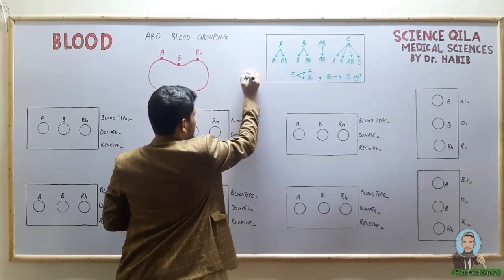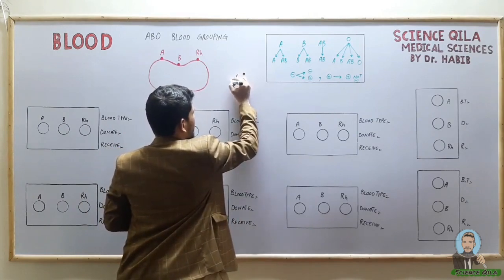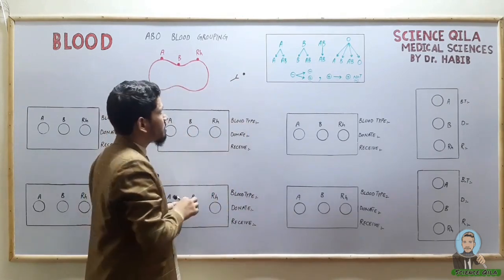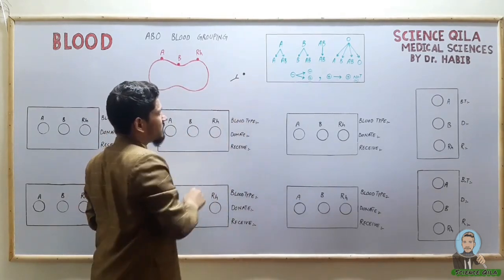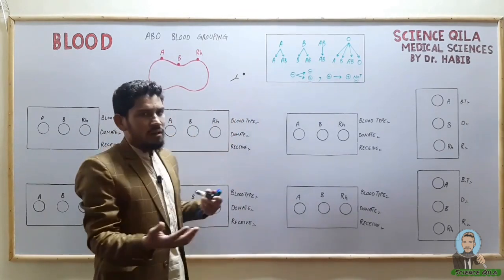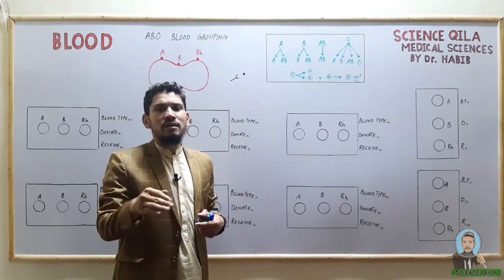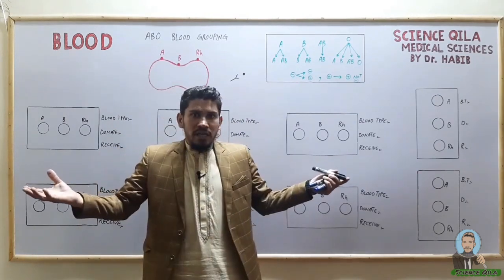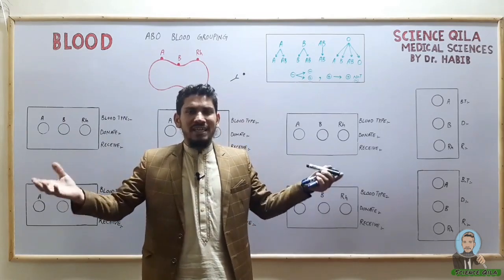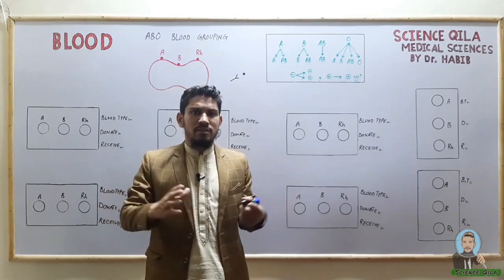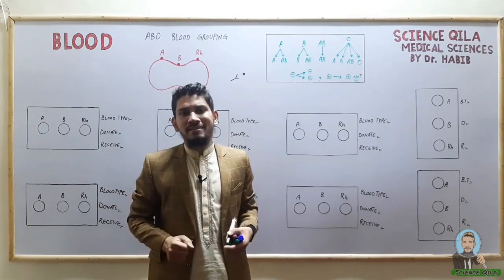So let me draw the antigen here. This is the antigen and this is its Y-shaped corresponding antibody. If the antigen and its corresponding antibody are mixed together, they will cause agglutination, also called clumping. That is the collection of separate particles like red blood cells into clumps or masses. That is called agglutination.